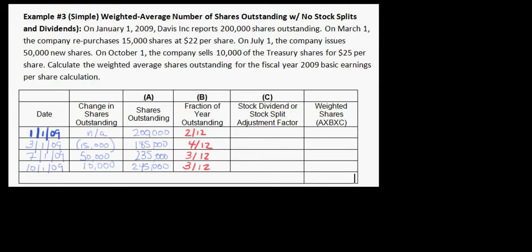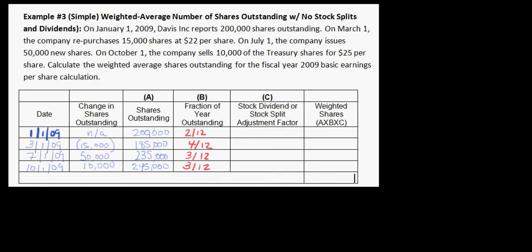So this column B here, this is the weighting scheme. And one thing about weighting schemes is that all the weights have to sum up to 1. So we got 2 plus 4 is 6, plus 3 is 9, plus 3 is 12. So this column sums up to 12 twelfths. So that's good. Always do that as a little check. Make sure you got everything set up right.